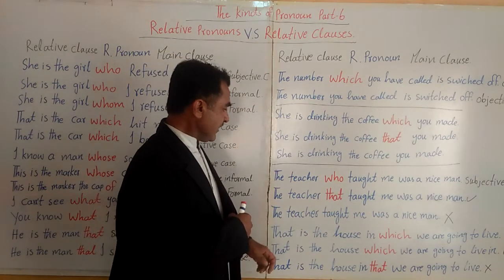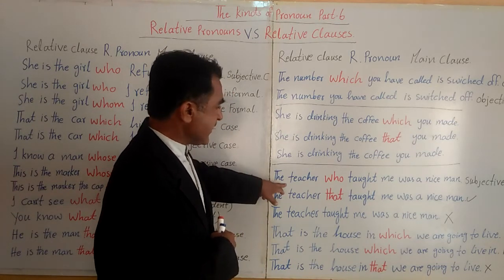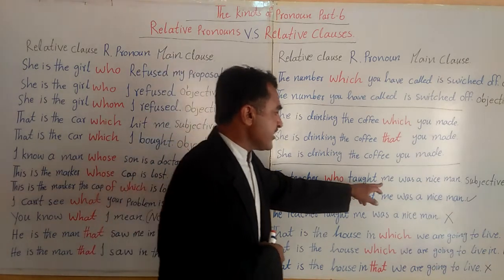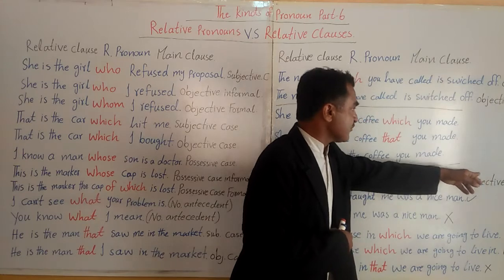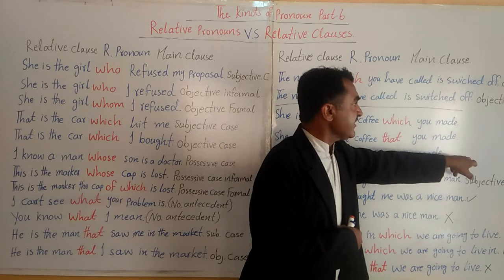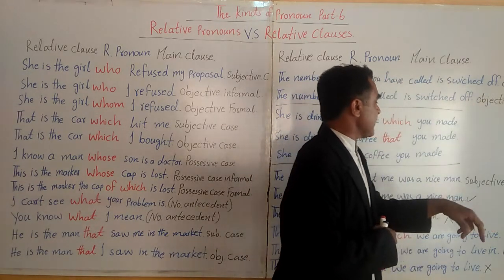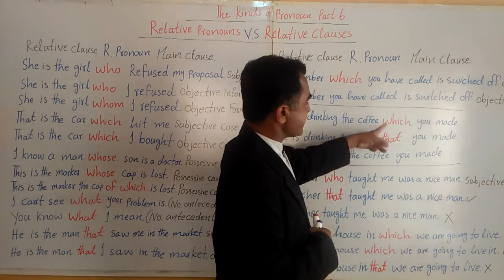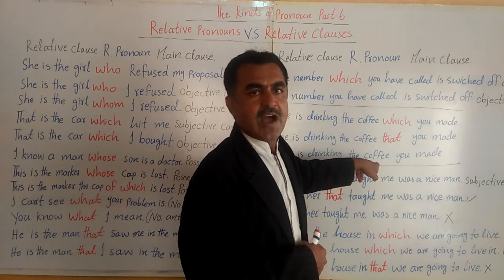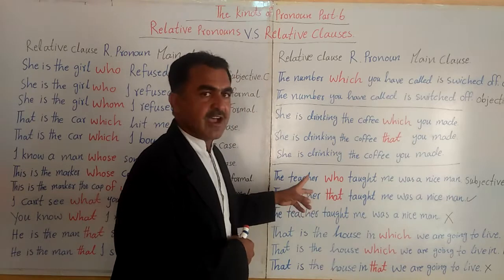Now, once again, when it is the subjective case, then you cannot drop it. The teacher who taught me was a nice man. Subjective case. But here it is the objective case. Now these three sentences are the objective case, that's why the pronoun has been dropped in them. Why? Because of the objective case. But here it is the subjective case. Here you cannot drop it.